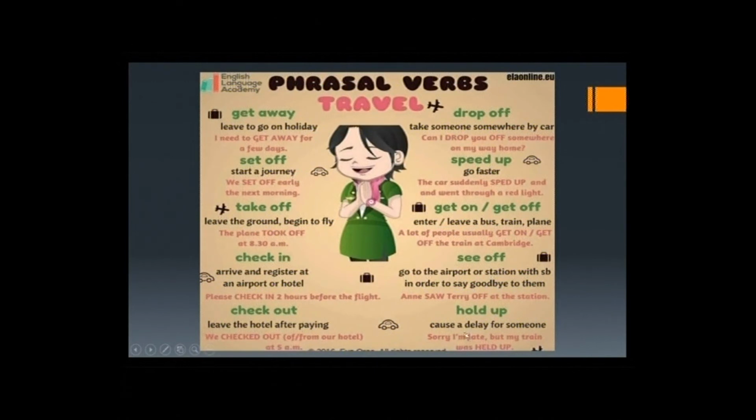Hold up, cause a delay for someone. Sorry, I am late, but my train was held up. Clear? So hold, normally you know this thing in terms of your phone, that hold means you are waiting. So hold up means you are delaying for something. Okay? So I hope you have clicked this picture.